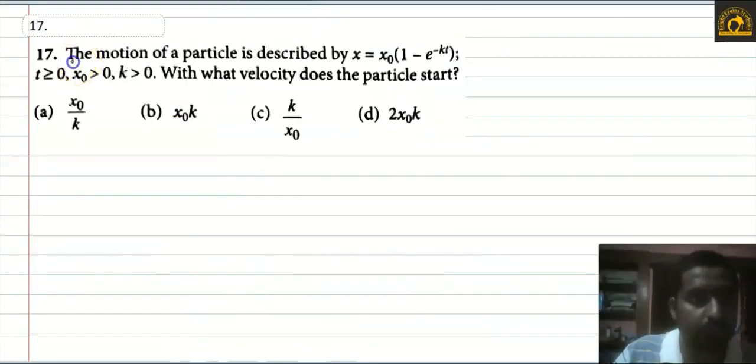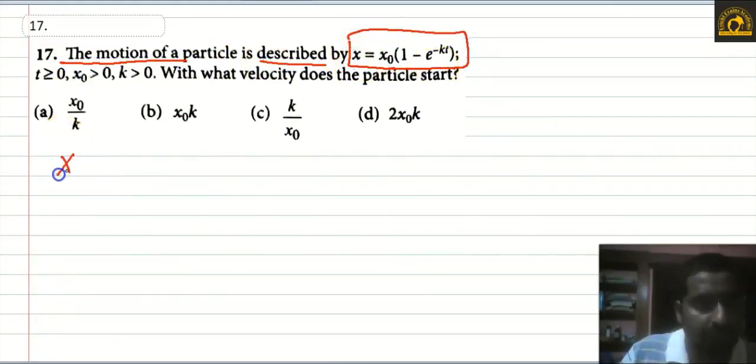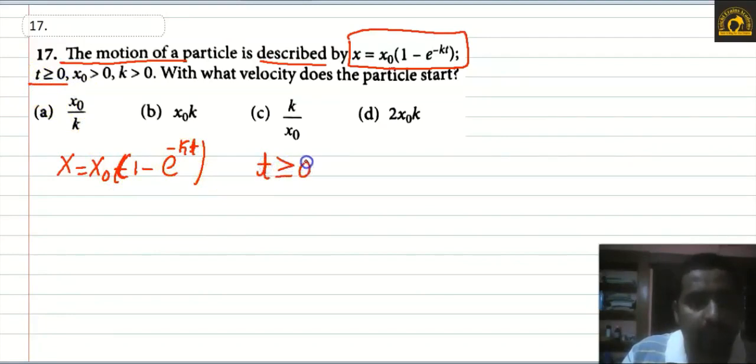Next question. The motion of the particle is described by x is equal to x naught into 1 minus e to the power of minus kt, for t greater than or equal to 0, where x naught is greater than 0 and k is also greater than 0.